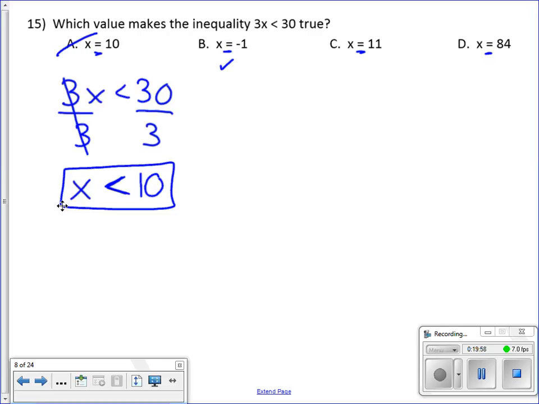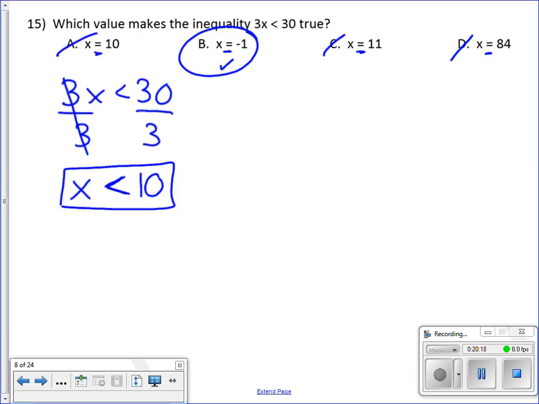Let's take a look at C. Can x be 11? Is 11 less than 10? It's not. This is clearly out. And let's take D. Is 84 less than 10? No, that would be a no. So that's out. That means this is my right answer here.